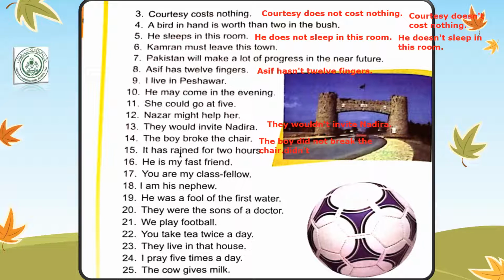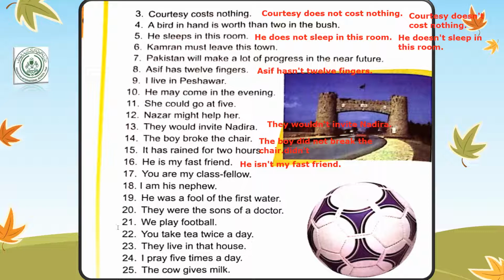Number 15, it has rained for 2 hours. It has not rained for 2 hours. It hasn't rained for 2 hours. Number 16, he is my fast friend. He is not my fast friend, and he isn't my fast friend, like this, dear students, very easy. 17, you are my class fellow, you are not my class fellow, and you aren't my class fellow. 18, I'm his nephew, I am not his nephew, I amn't his nephew.